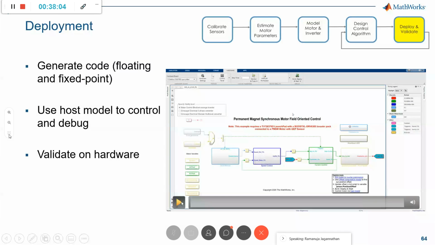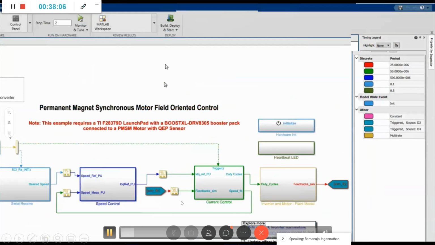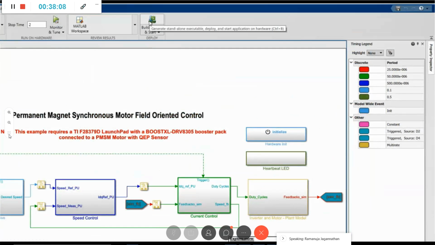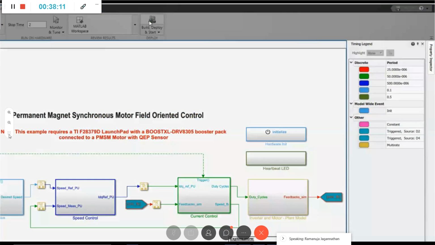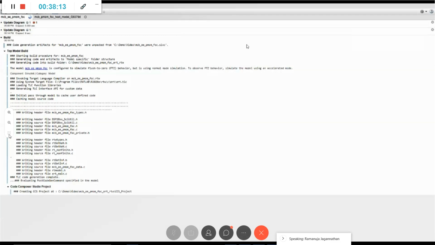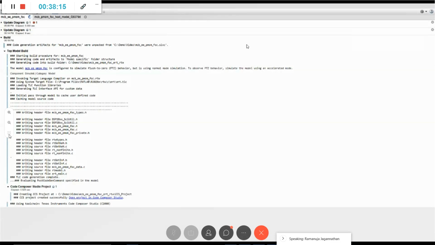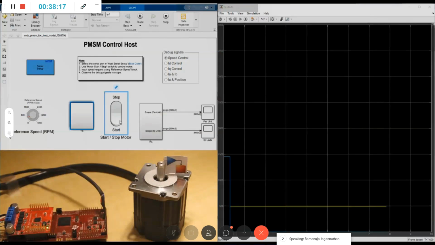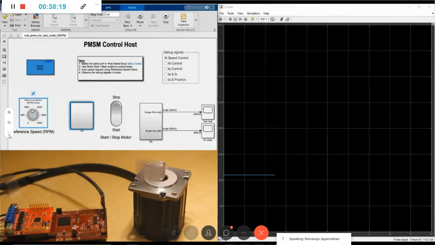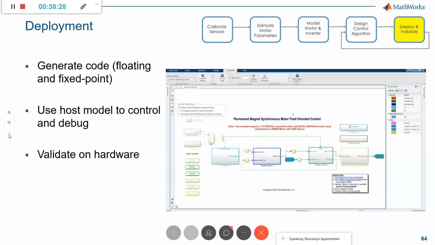Once the algorithm is designed, we can deploy that to embedded hardware and check in real time how the control algorithm works with the actual motor. Again here, I still have connectivity between my embedded hardware and the Simulink model using serial communication, and I'm able to give set point changes to the embedded hardware via my Simulink environment. This forms a testing environment where you could use Simulink to automate your real hardware test cases.